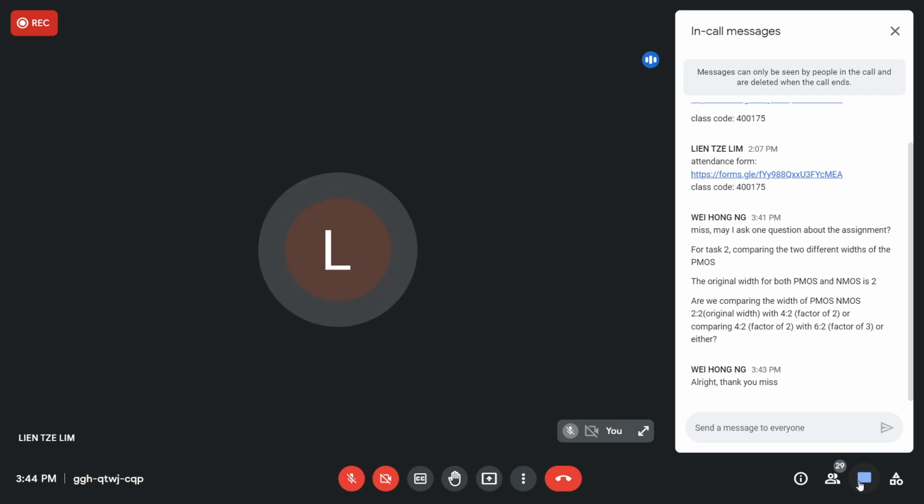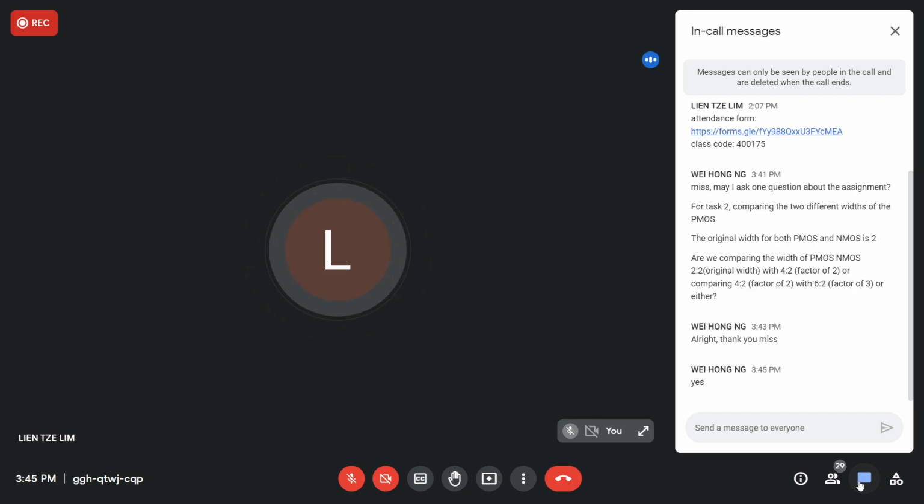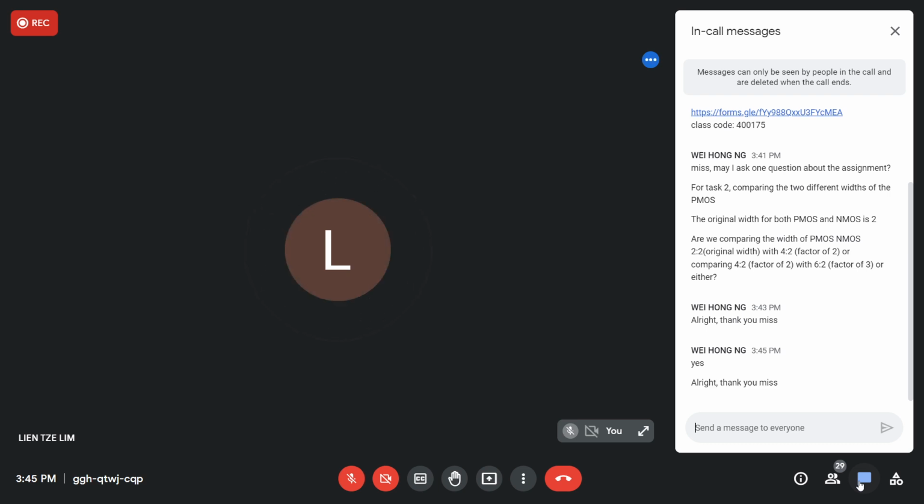For your question, you asked which comparison to make, 4:2 and 6:2. I want to verify that 4:2 here means the PMOS is 4 and the NMOS is 2, right? If it is like that, the comparison should be 4:2 and 6:2. I hope everyone is clear. I know some of you have questions; you can come and ask me about task 2.